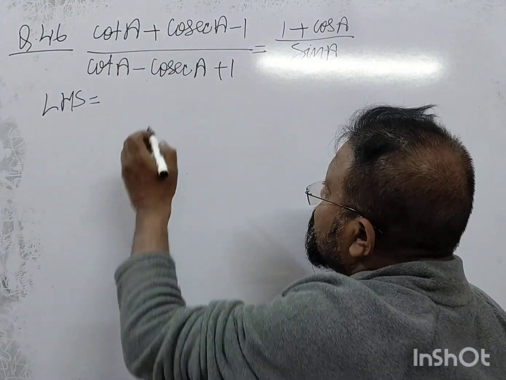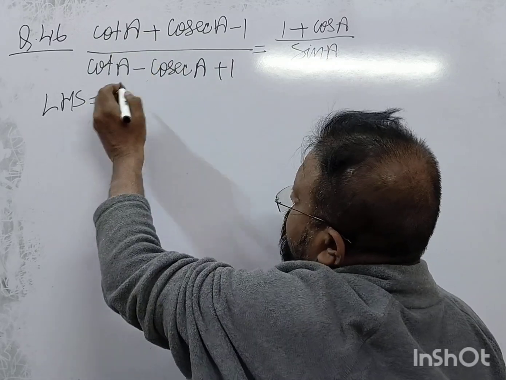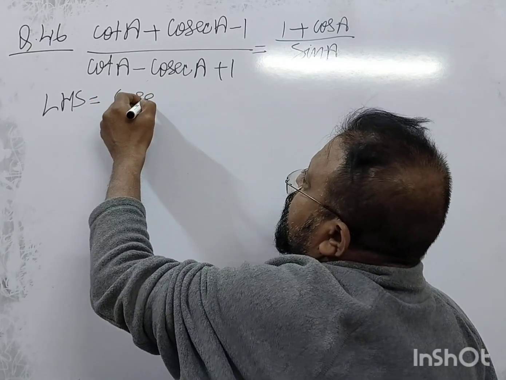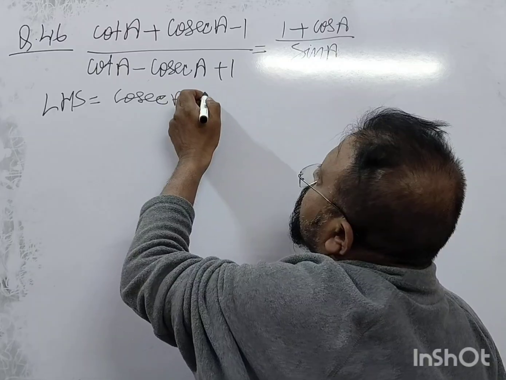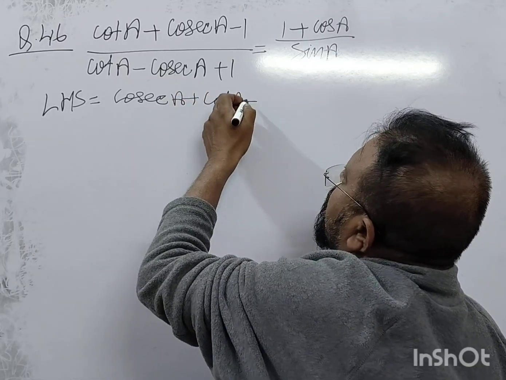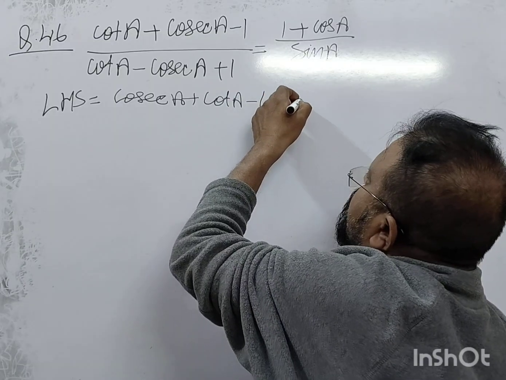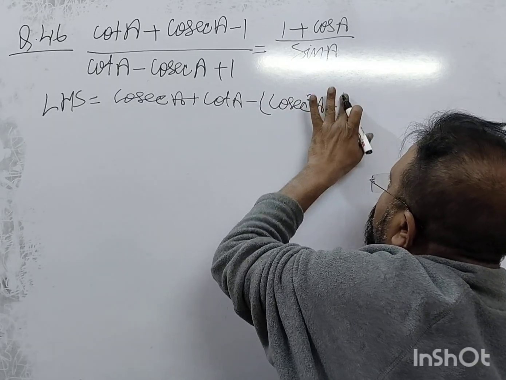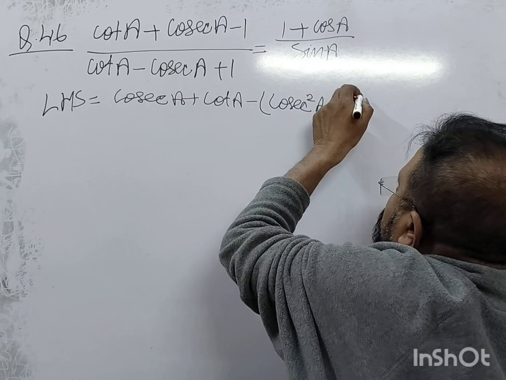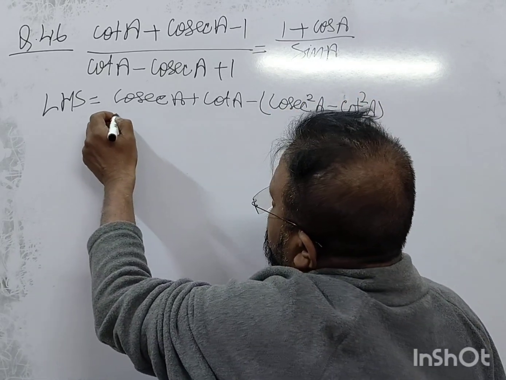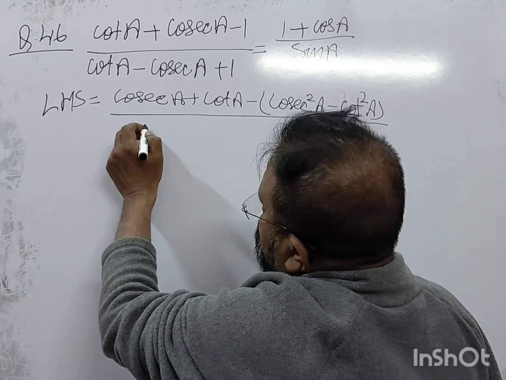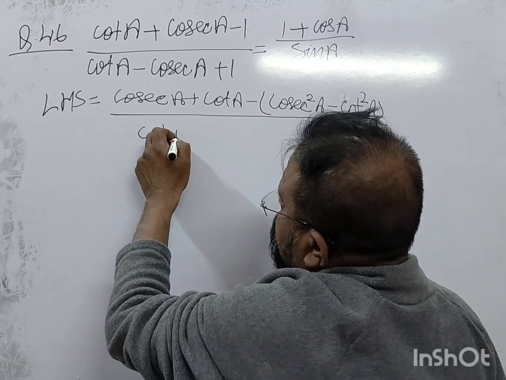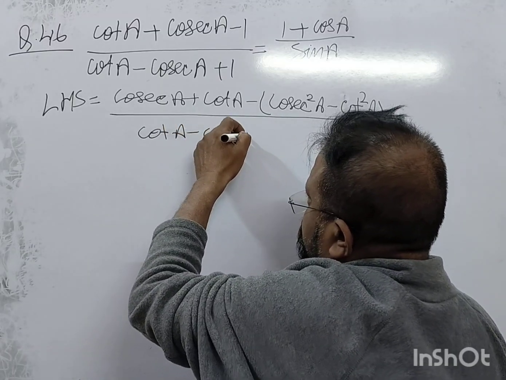LHS we will take. So you write it in this format, bring it on this side, and because in addition there is commutative property, so we can write it cosec A plus cot A minus bracket cosec square A minus cot square A upon cot A minus cosec A plus 1.